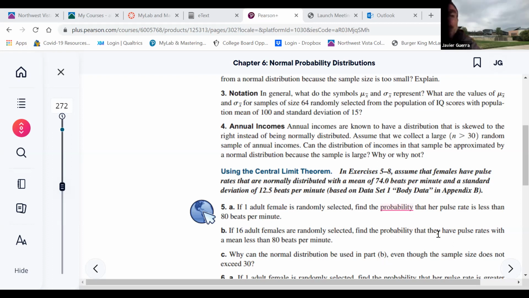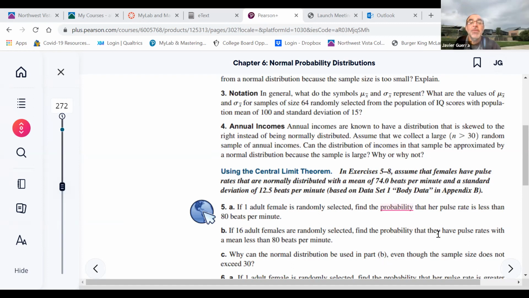All right, just by me reading that statement above number 5, can anyone tell me what is your mean and your standard deviation? Your mean is 74.0. Yes. And your standard deviation is 12.5 beats per minute. All right, let me ask you this. Where did you get those numbers from? Where you just read? Oh, that's right. That is exactly right. Very good. Excellent.